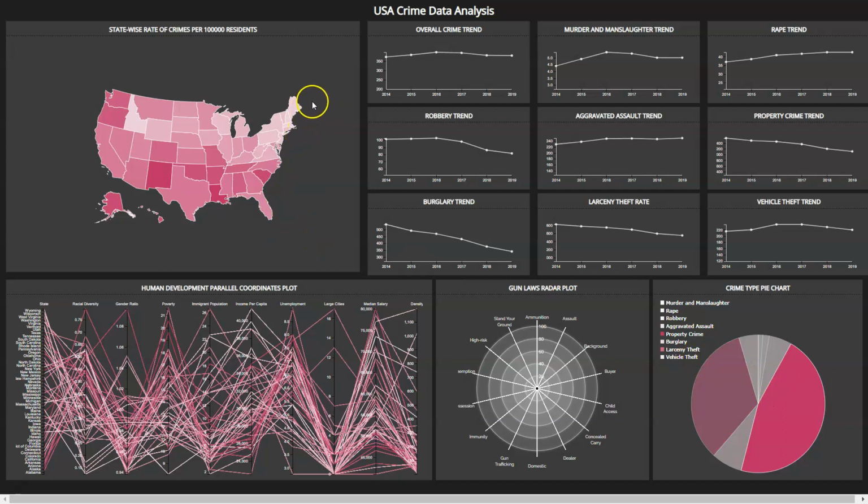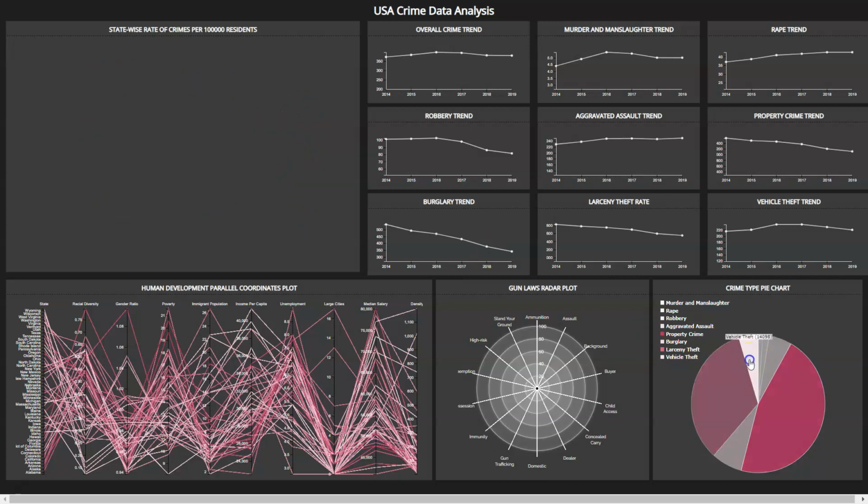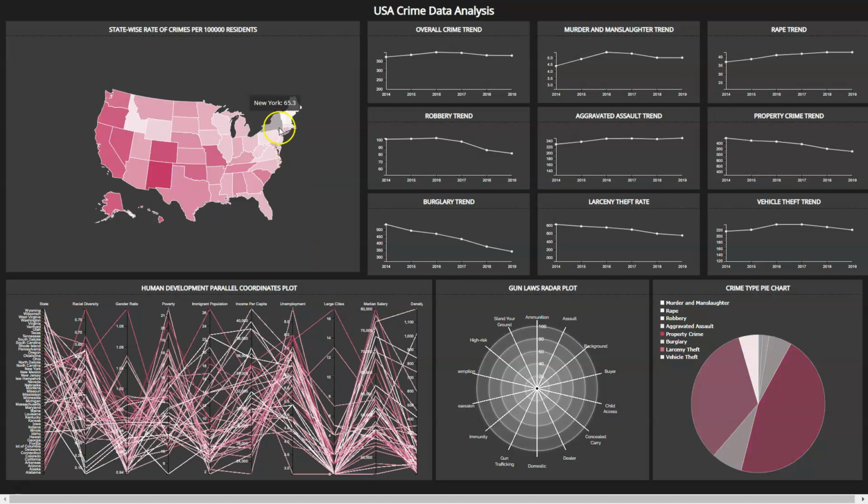And another interesting observation here is that property crime is more on the west coast and east coast. And surprisingly, it's even more pronounced for vehicle theft. So vehicle theft is very low on the east coast and very high on the west coast, which shows that for some weird reason people on the west coast like stealing cars.